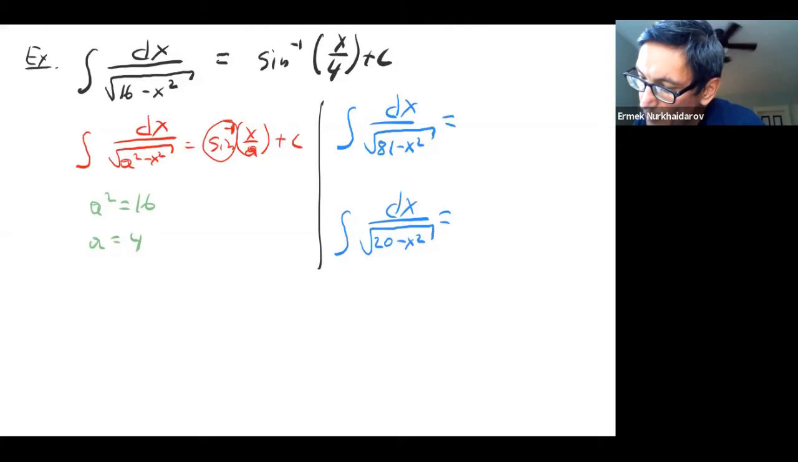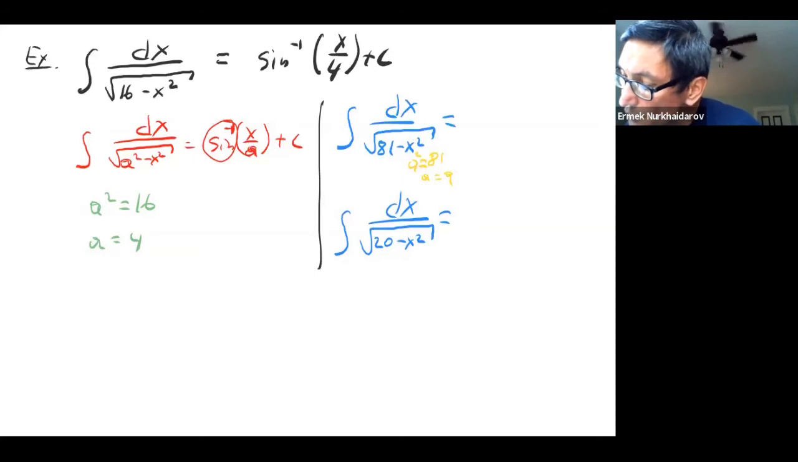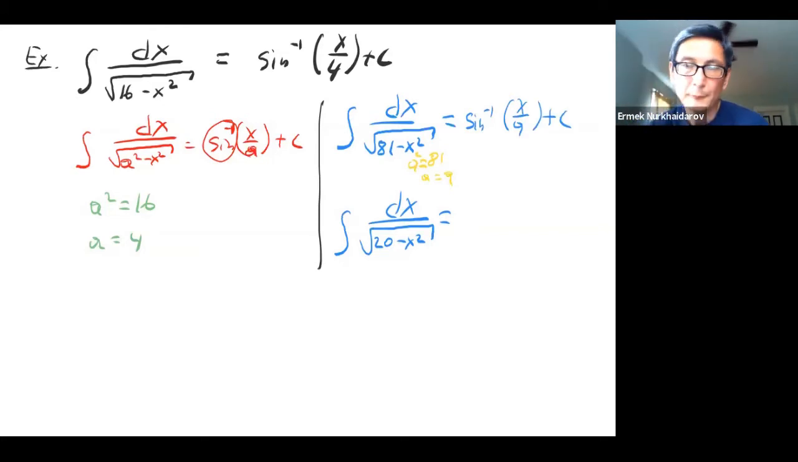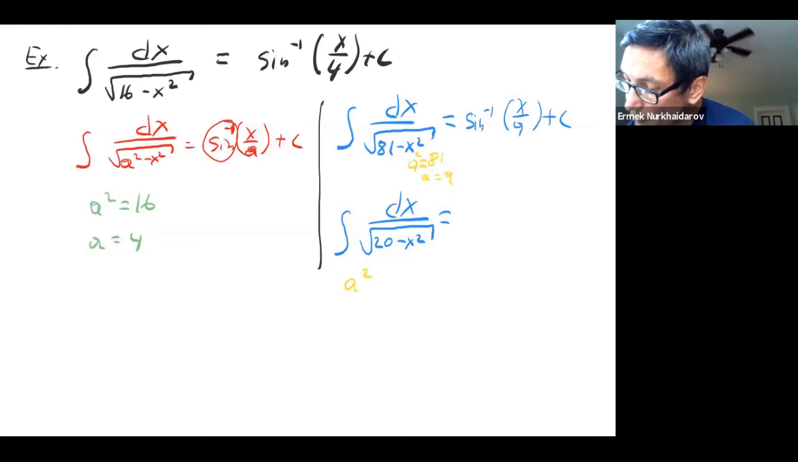So for the first one, a squared equals 81, so a equals 9. And then we just use the formula, so we're going to get the answer, sine inverse of x over 9 plus c. The second one is a bit more confusing. Not much, but still. So we're going to get a squared equals 20.